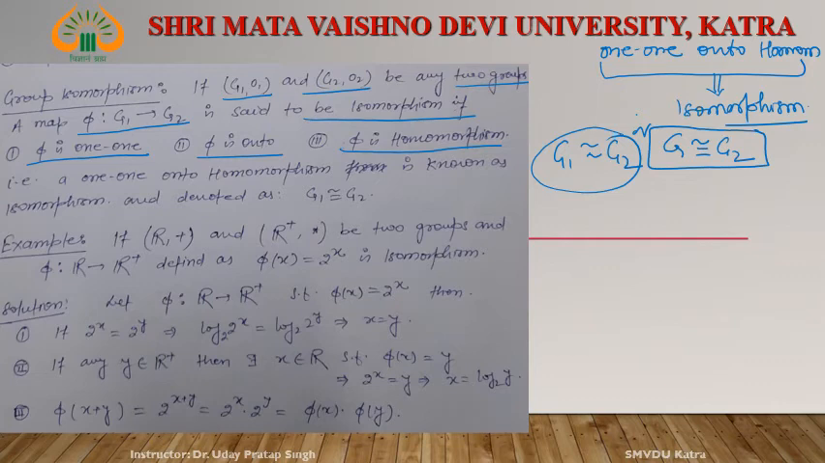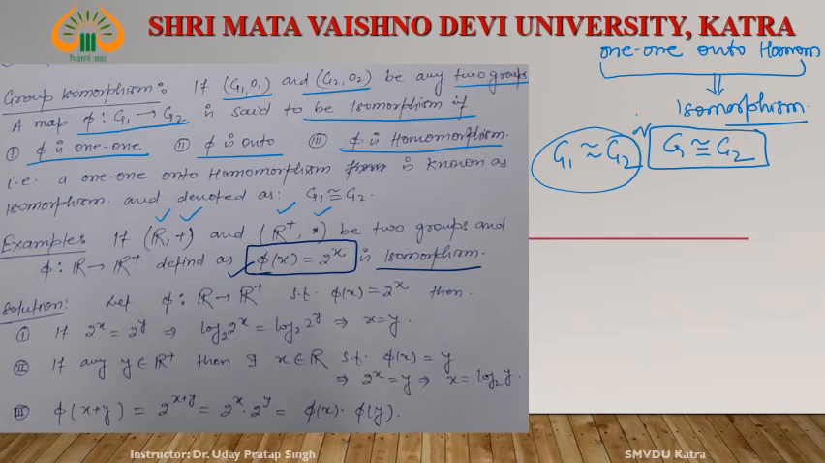See the example. If R plus, the set of real numbers with respect to addition, and the set of positive real numbers with respect to multiplication are groups, then phi of x is equal to 2 to the power x is an isomorphism. For this we have to show that this phi is one-one, this phi is onto, and this phi is a homomorphism. See for one-one.